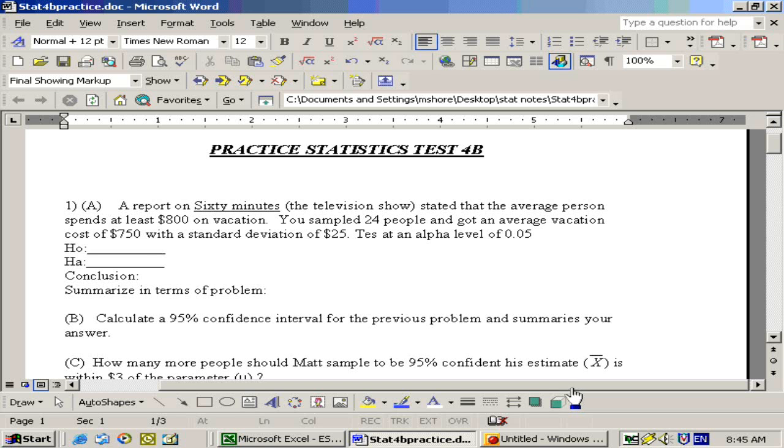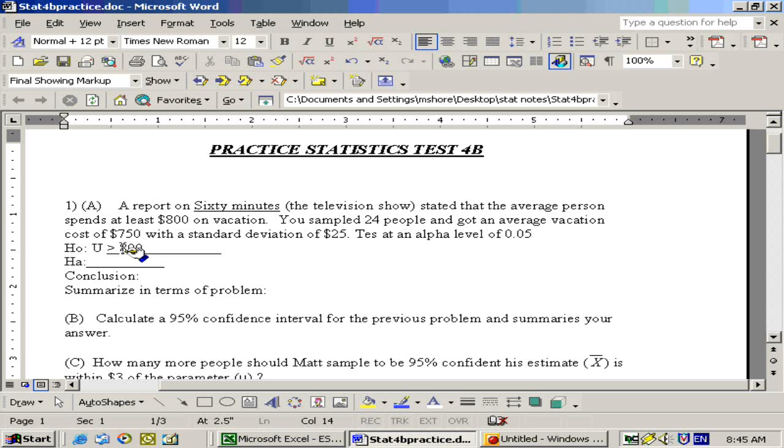Okay, this is practice test 4B, and it says a report on 60 Minutes stated that the average person spends at least $800 on a vacation. Well, right there is our null hypothesis, and what we would say is that mu is greater than or equal to $800. And that would make our alternate hypothesis that mu is less than 800.